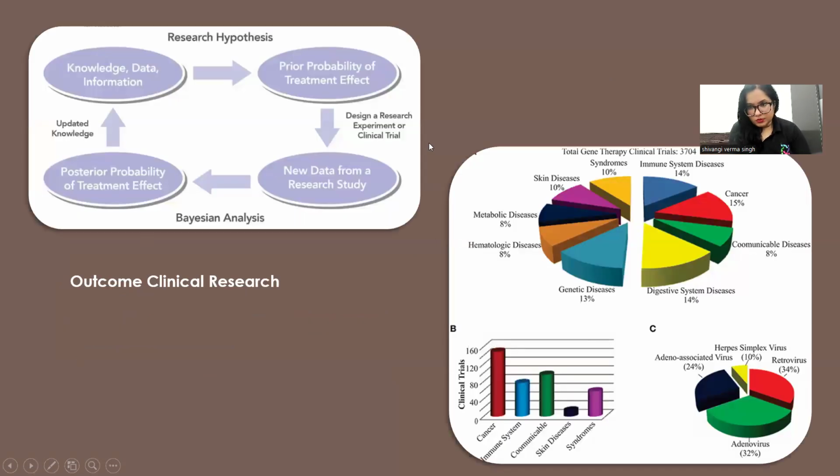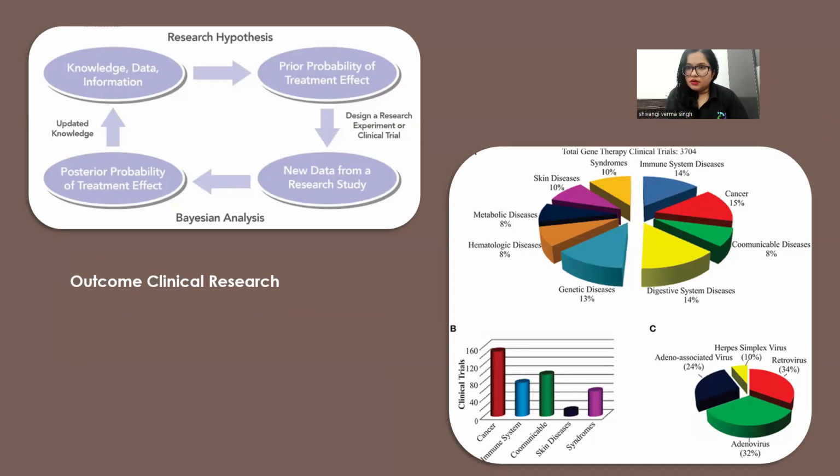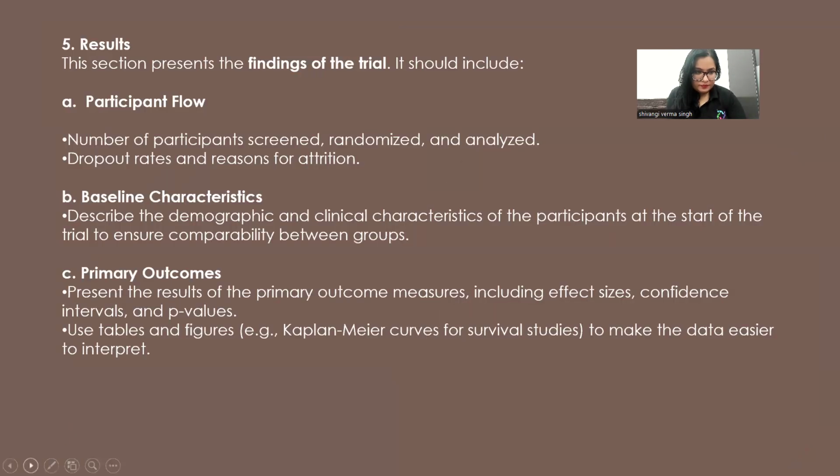So the outcome, tables, listings, and figures are very well used in understanding the clinical trial research outcome. So it really helps, like this one, to understand the outcome of a clinical trial. Results. This section presents the findings of a trial.